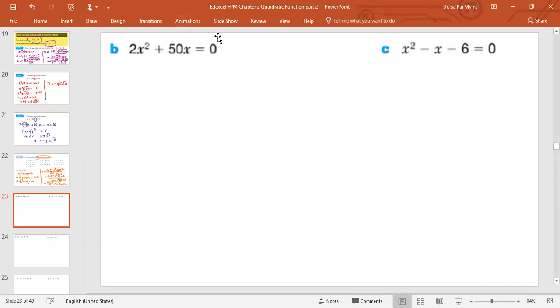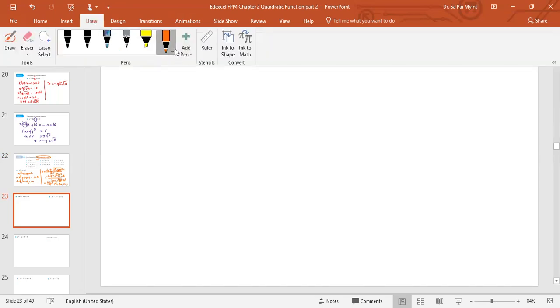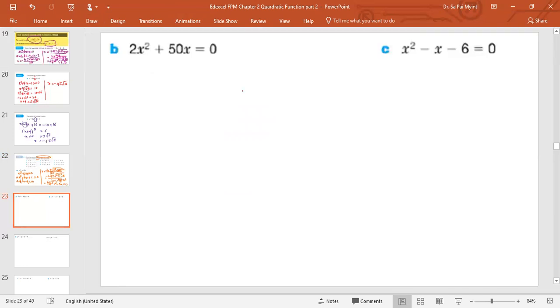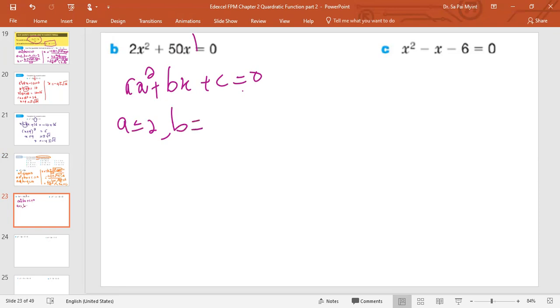Okay, now number 1B. The right side is 0. That's why we have to compare and find x using the quadratic formula. What is a quadratic equation? Ax squared plus bx plus c equal to 0. There is no c, that's why it is 0. You need to know this. Compare, what do you get? A equal to 2, b equal to 50, c equal to 0.